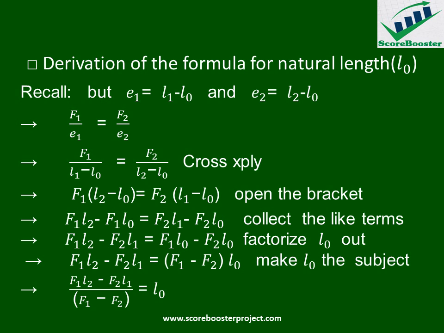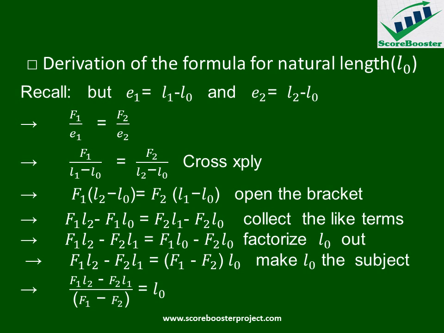Then open the brackets to get F1 times L2. That will give us F1 L2 minus F1 times L0. And on the right, F2 times L1. That will give us F2 L1 minus F2 times L0.